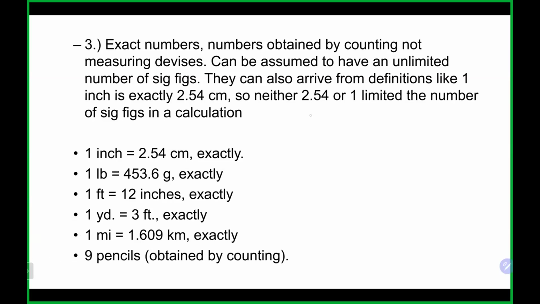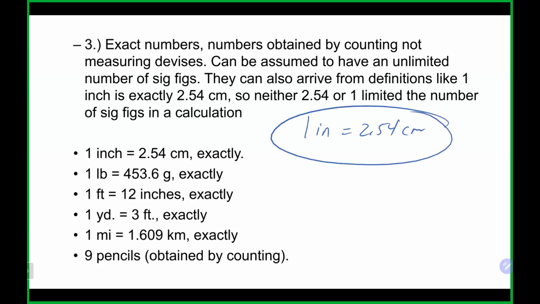The other way is definitions. Like for example, 1 inch is exactly 2.54 centimeters. This is an exact number. And these are a couple of exact numbers, or really everything on this list is sort of ones you should know, but definitely these two for sure. 1 pound is equal to 453.6 grams exactly. 1 foot is 12 inches. So definitions are considered exact numbers. If you remember, we talked about units earlier today, right? And there's two types of units. There are English units and metric units.